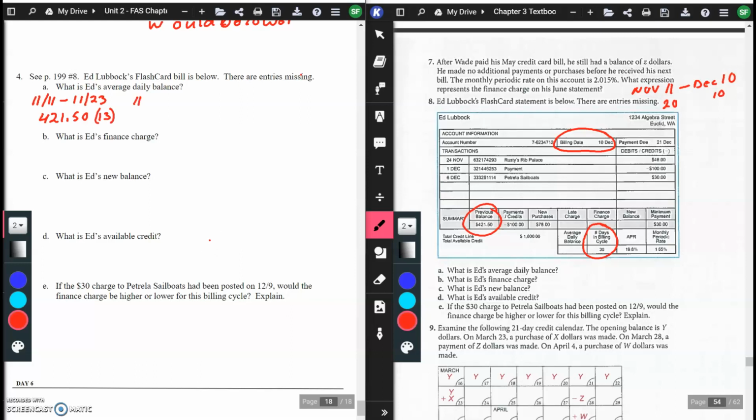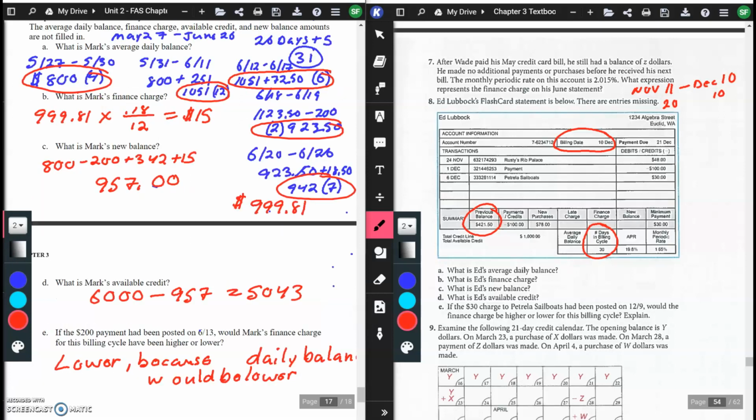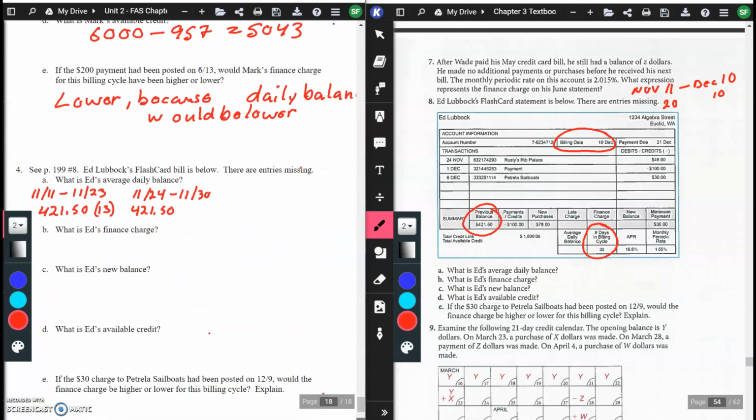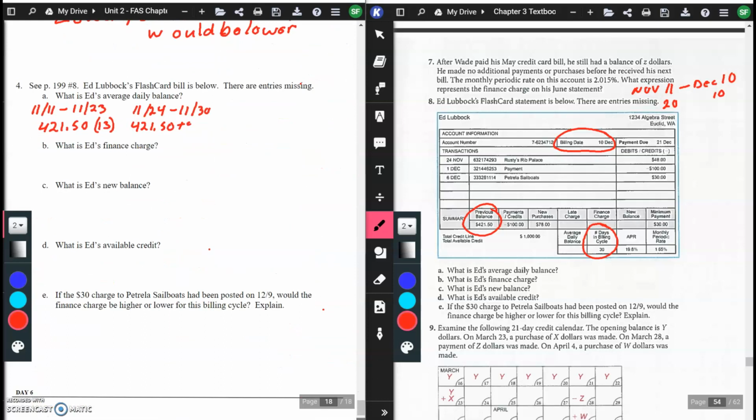Then from 11/24 through 11/30, we had $421.50 from before, plus that Rusty's Rib Palace purchase of $48. So plus 48 gives you $469.50, and that's going to be 7 days.